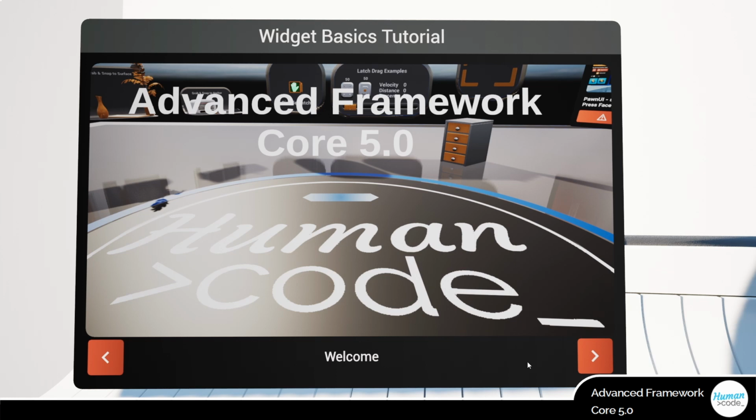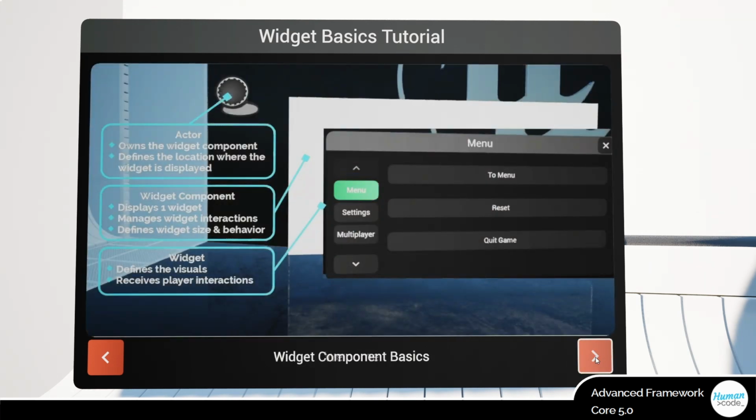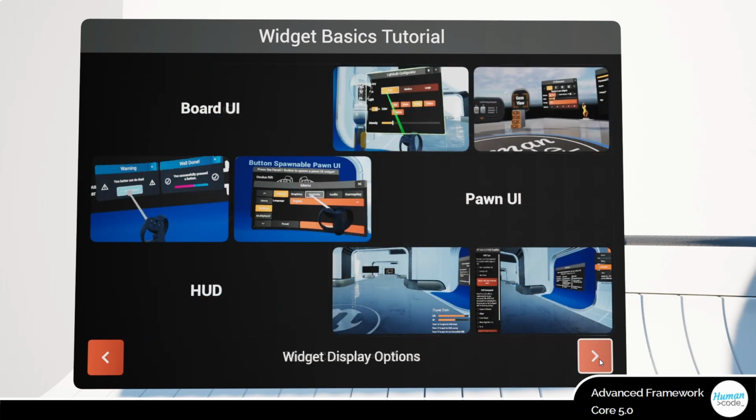Each widget of the Advanced Framework Core 5.0 is displayed by one widget component, which can be added to actors in a similar fashion as every other component and provides you with all the necessary settings and functions to manage the widget. To make things even easier, the Advanced Framework Core 5.0 comes with a number of ready-to-use actors for the most common use cases of widgets, including a stationary board in the world, which by the way no longer needs a mesh to support the widgets, although you can add one if you like.